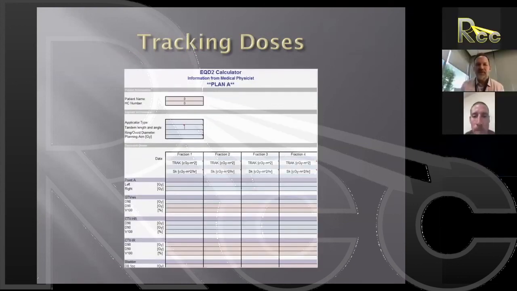This is just a copy of the spreadsheet. We have a similar spreadsheet that we use at UCSD where we carry point A right and left dose. We carry the D90 to the high-risk CTV. We carry the V100 to the high-risk CTV. And we carry the 2cc doses to sigmoid, bladder, rectum, and sometimes small bowel if it looks like there's small bowel in the vicinity.